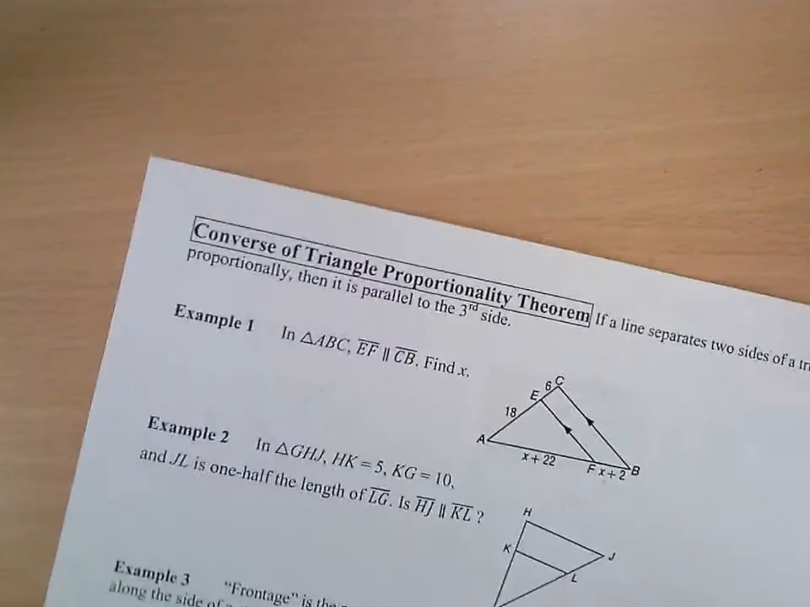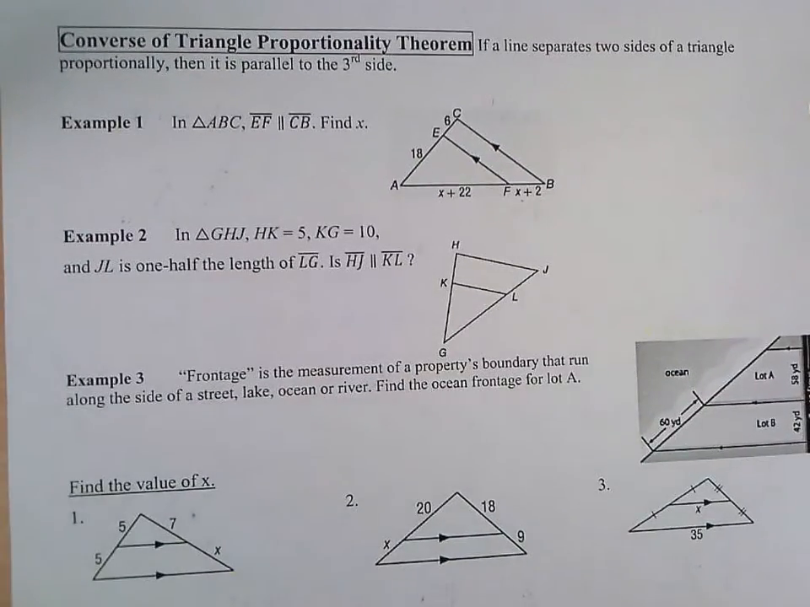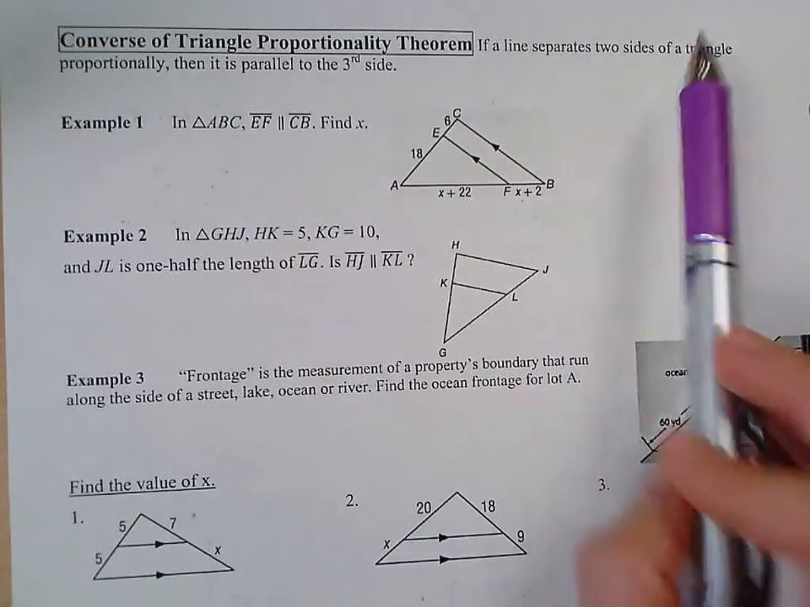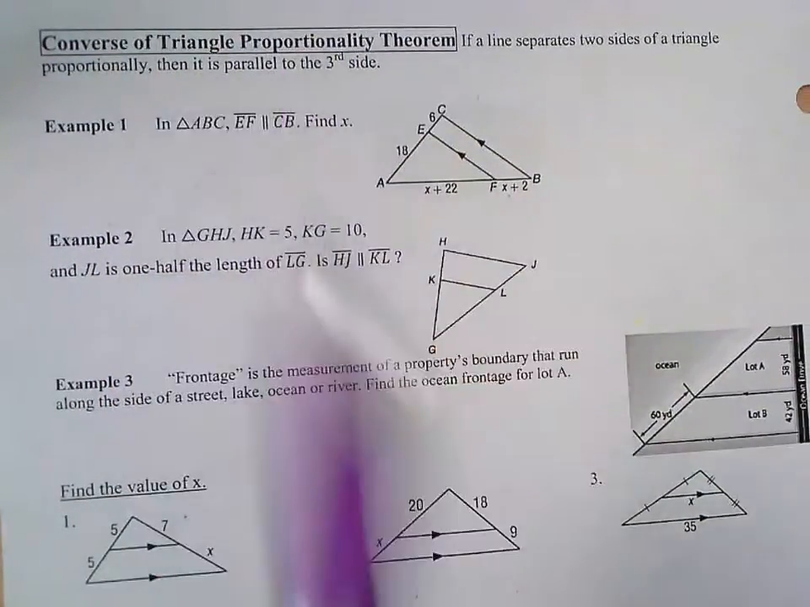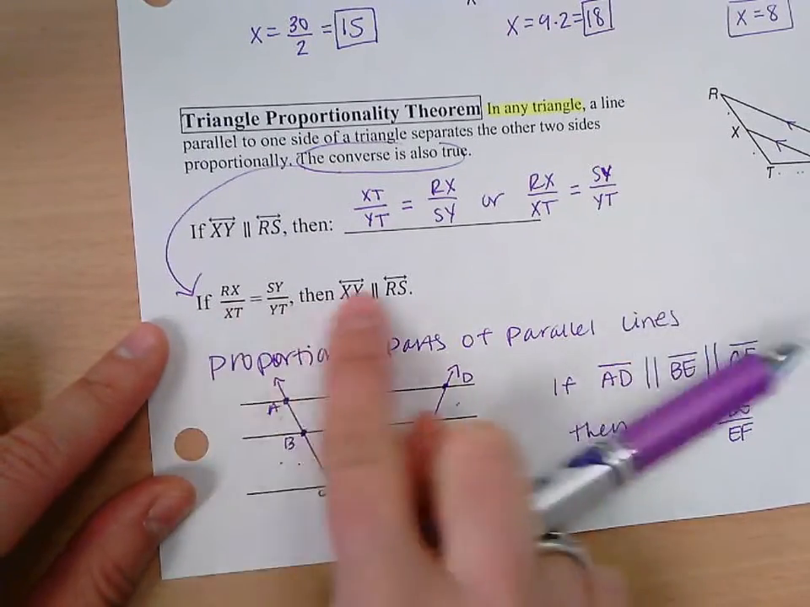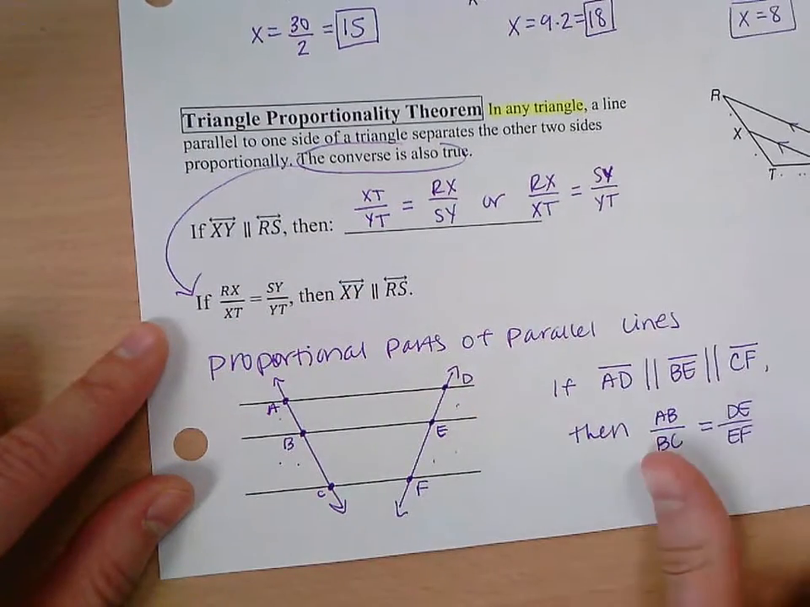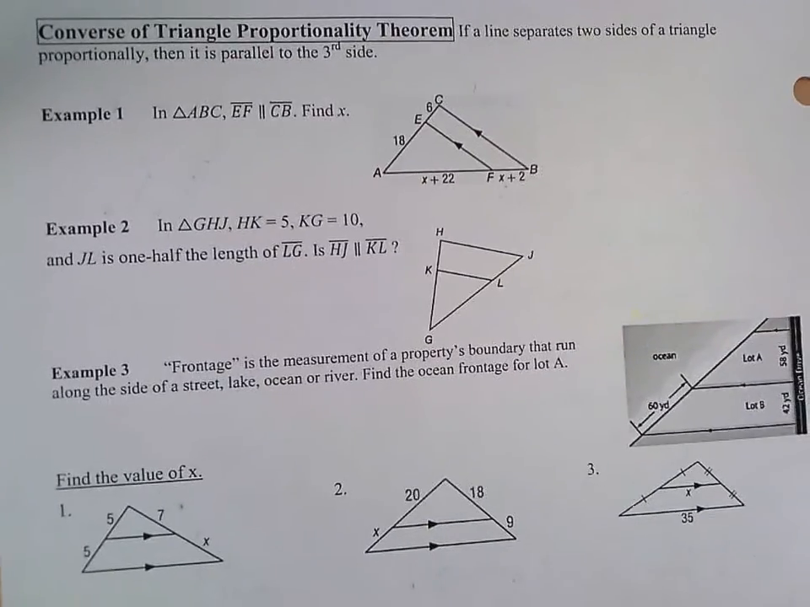And then the converse of the triangle proportionality theorem, this is just in words on the back. We already talked about it, but that said, if a line is separating two sides of a triangle proportionally, then it's parallel to the third side. So that is exactly what this is stating here. Okay, so I probably should have moved that to be on the same side, but that is what we had just talked about. So looking at some examples.